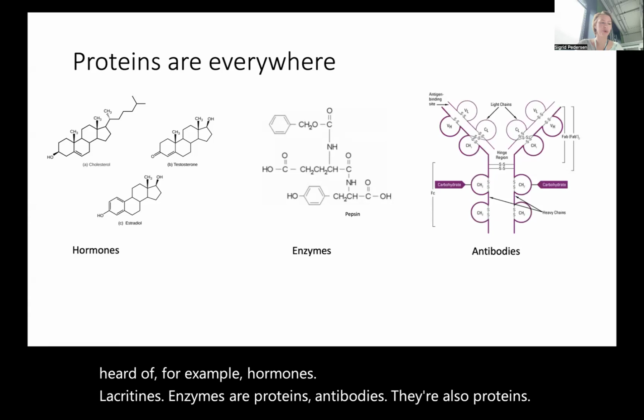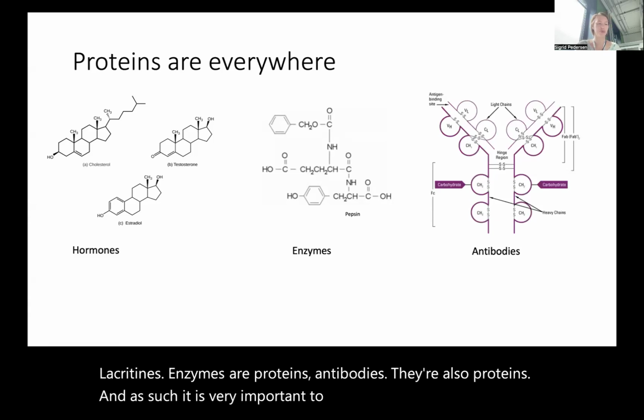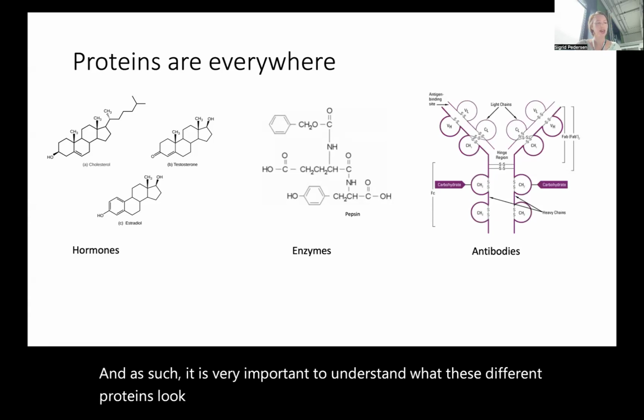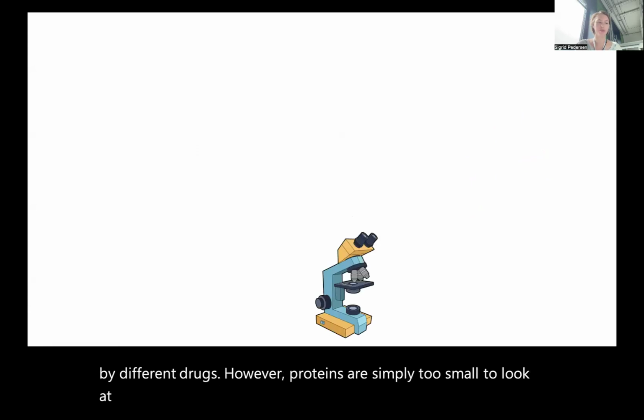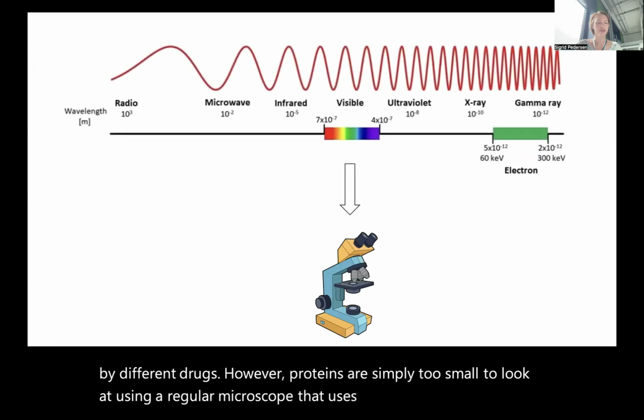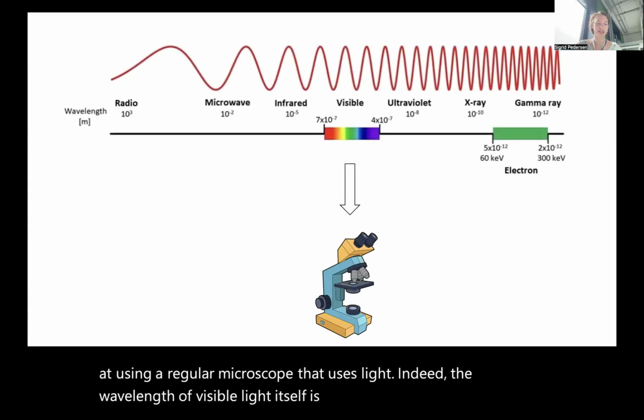And as such, it is very important to understand what these different proteins look like, so their structure, and how they are affected by different drugs. However, proteins are simply too small to look at using a regular microscope that uses light. Indeed, the wavelength of visible light itself is just too big to see any details.